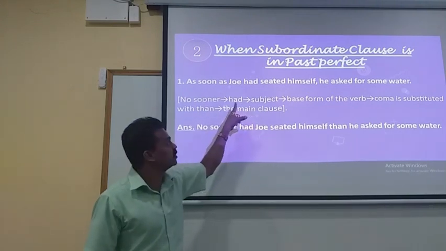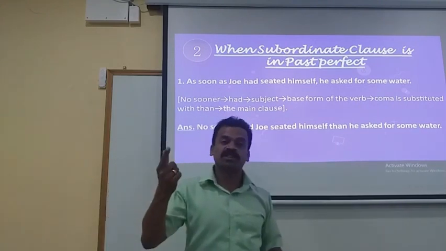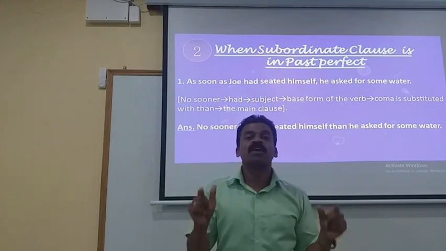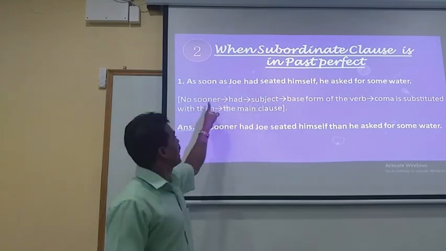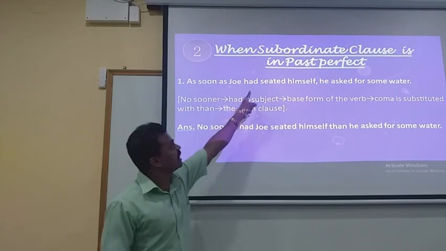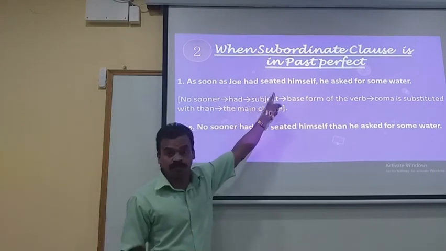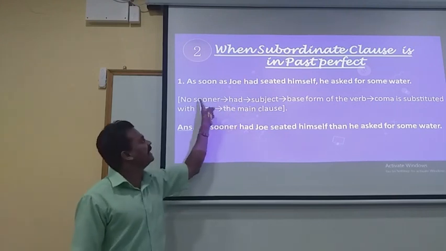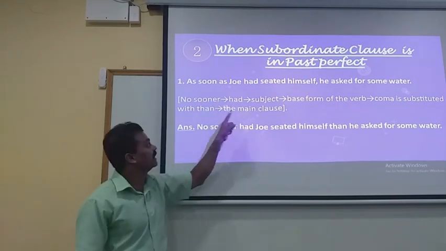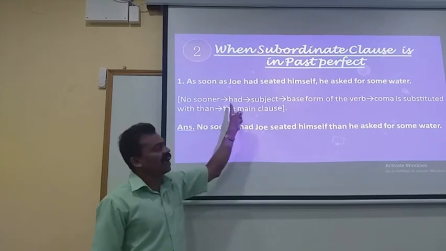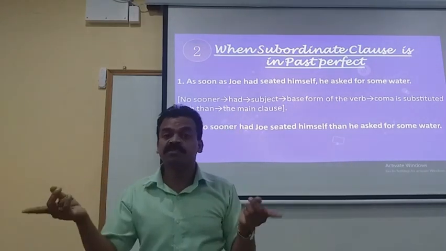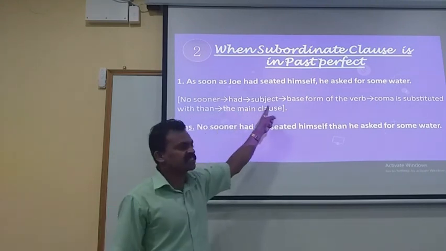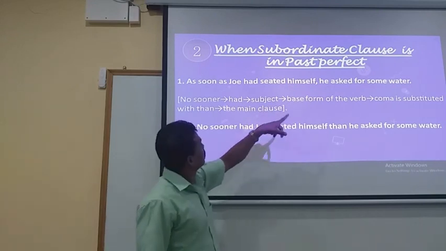Observe this particular point. In the previous part, we saw the statement was in the simple past. When the statement was in the simple past, we made use of did immediately after no sooner. Whereas when the statement is in the past perfect, had plus the third form of the verb, we have to make use of had immediately after no sooner. That is the only change. So, no sooner, had, and in the previous sentence, immediately after did we made use of the subject. The same thing is to be observed here too. So after had is the subject, then the third form of the verb.